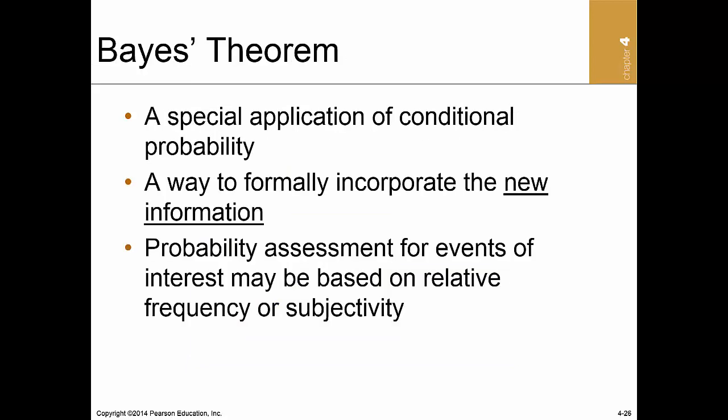As decision makers, you will often encounter situations that require you to assess probabilities for events of interest. Your assessment may be based on relative frequency or subjectivity. However, you may then come across new information that causes you to revise the probability assessment. For example, a medical doctor might assign an 80% chance that a patient has a particular disease. However, after seeing positive results from a lab test, he might increase his assessment to 95%. In these situations, you will need to find a way to formally incorporate the new information. One very useful tool for doing this is called Bayes' theorem, which is named for Reverend Thomas Bayes, who developed a special application of conditional probability in the 1700s.